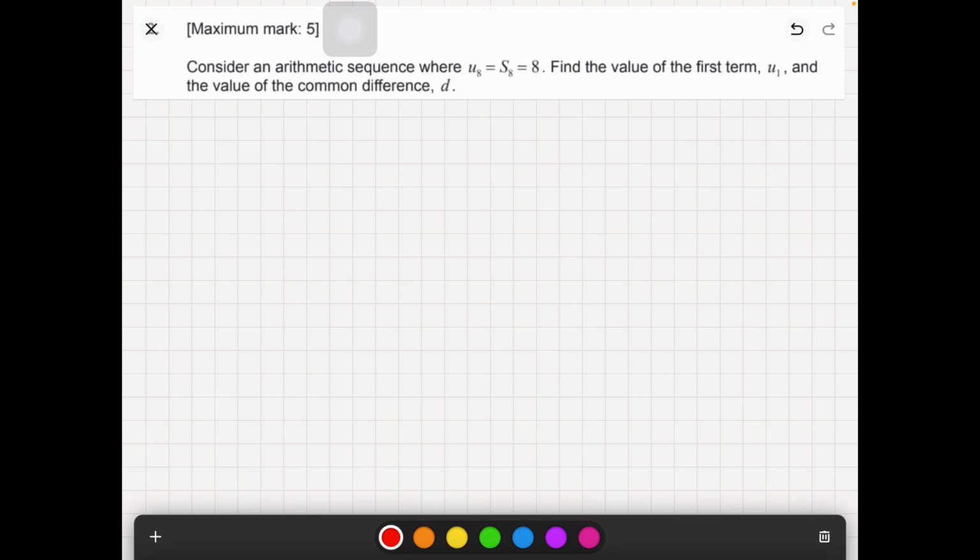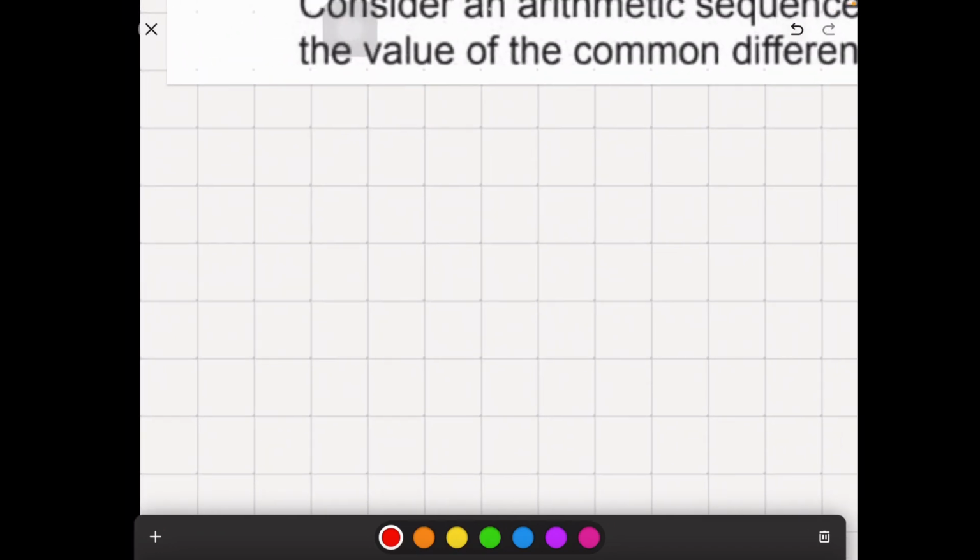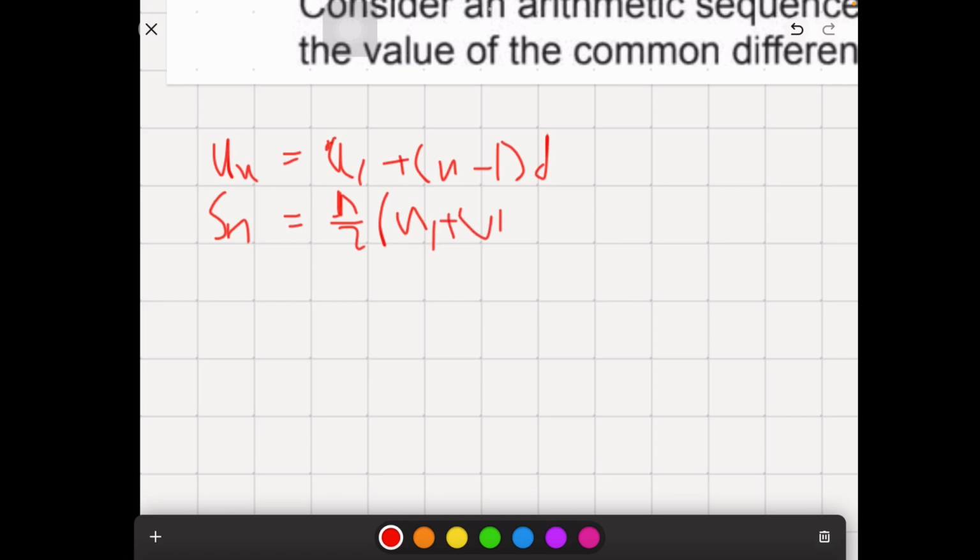So first up, we know the general equations for Un and Sn, so let's write those down. So Un is equal to U1 plus (n minus 1)d. And Sn is equal to n over 2 times (U1 plus Un). That's one formula.